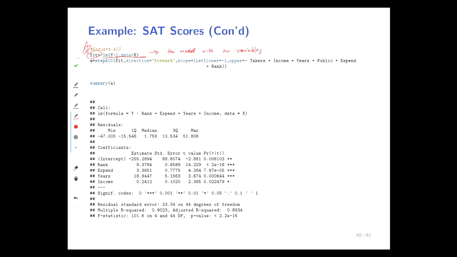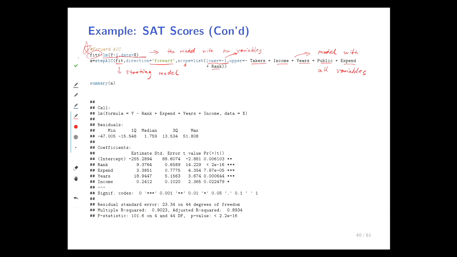And also, you need to specify something called scope. You still need to put this fit in this function. That's your starting model. And also, you have the direction forward. That means forward. But the most important thing here is to specify scope. What's the scope? Scope just means that you need to specify the range of models you are interested in. In our case, lower equals ~1 means the model with no variables. And upper equals ~ takers, income, years, public expenditure, and rank. That's the model with all variables.